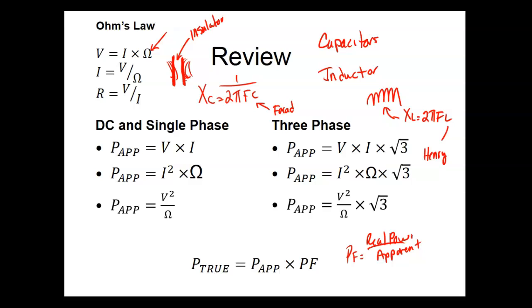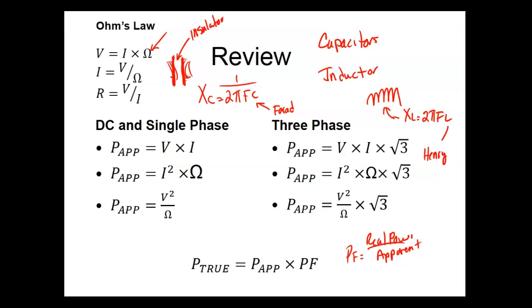So in AC, the actual power is apparent power times the power factor. That would give you the actual true power. True power is the power that's doing work. Apparent power is what you're paid for.